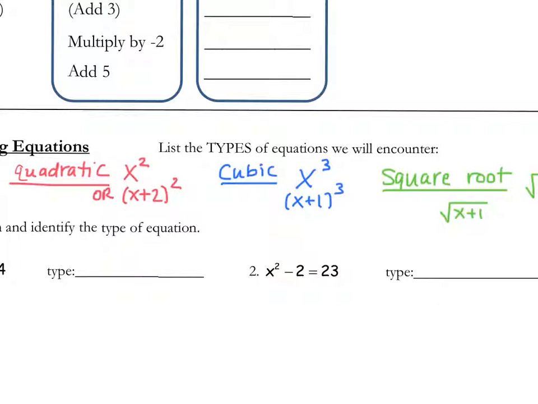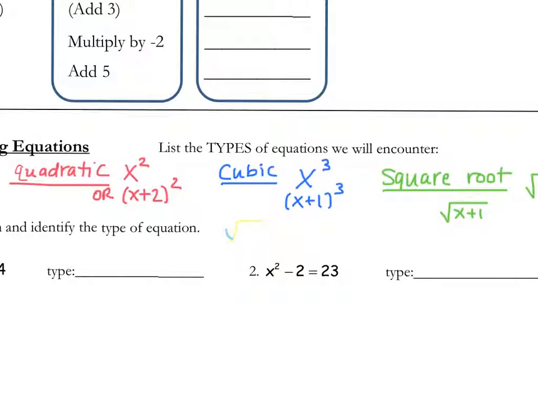Let's see, I'm kind of running out of room, but we also want to talk about cube root as well as exponential and absolute value. We're not going to really be solving absolute value in this class, however. So we'll do the next one as a cube root, because that is definitely going to be one that you guys see in this class.